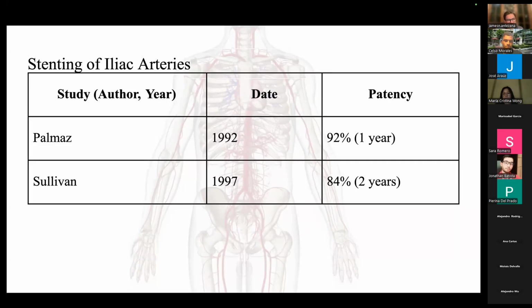Julio Palmaz is an Argentinian physician. He's one of our Latin Pride individuals who built a phenomenal stent.